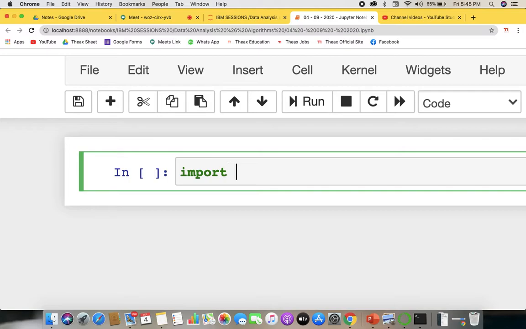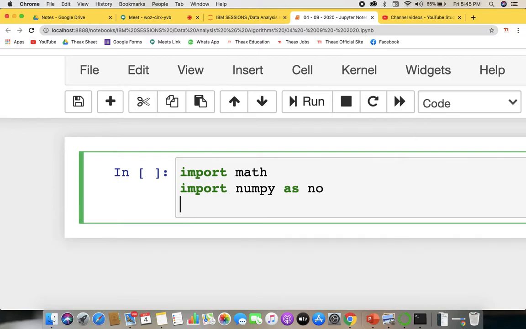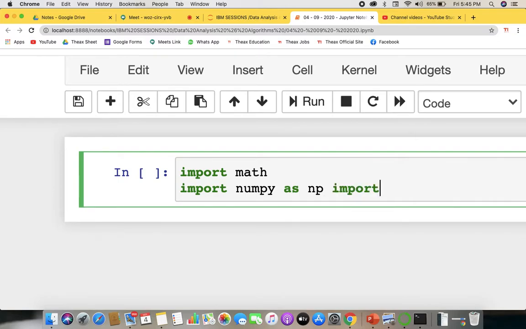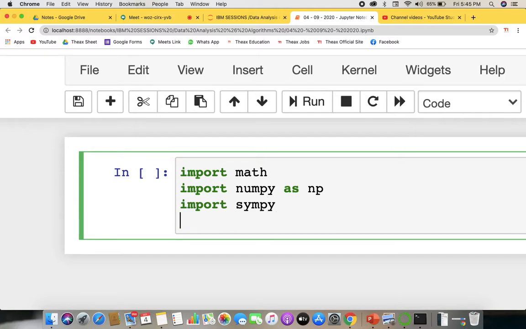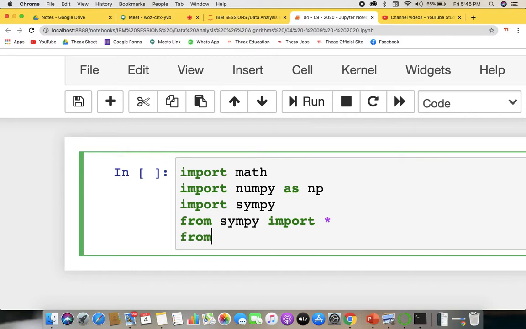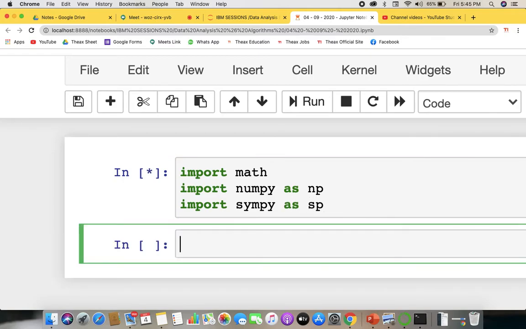I'll be importing the three packages. I import sympy, and I write from sympy import everything. And why am I writing it like this? Let's state it first as sp. So three packages I'm installing there now.